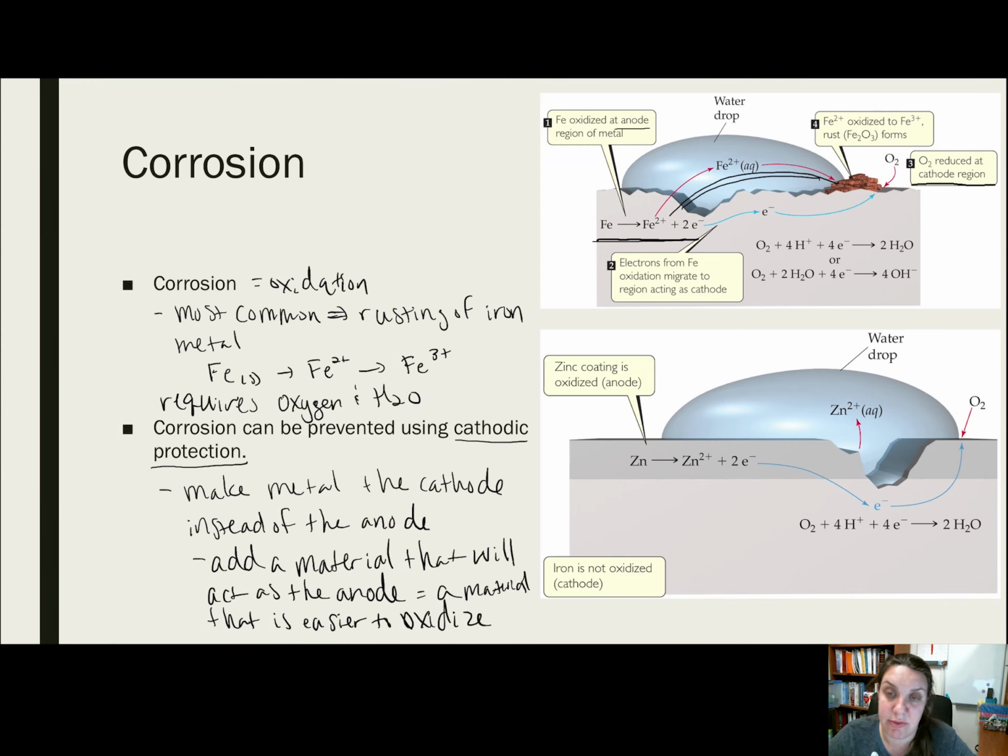Zinc is used a lot of times for this. If you hear of a zinc coating to protect a metal, an iron species, the zinc now will act as the anode, going from zinc to zinc 2+, and the iron is the cathode and it doesn't do anything. So it is not oxidized. That is how we protect things from oxidation.